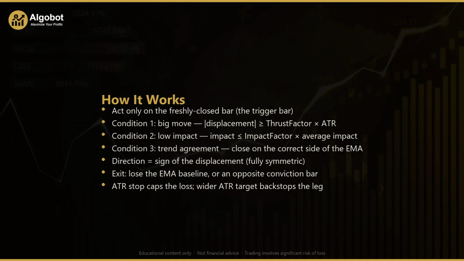Exits are just as important. If a position is open, the strategy abandons the ride the moment price closes back on the wrong side of the EMA baseline, meaning structure has broken, or when a fresh opposite conviction bar appears. The ATR stop and target guard everything else. And only one position per magic number is ever held at a time.